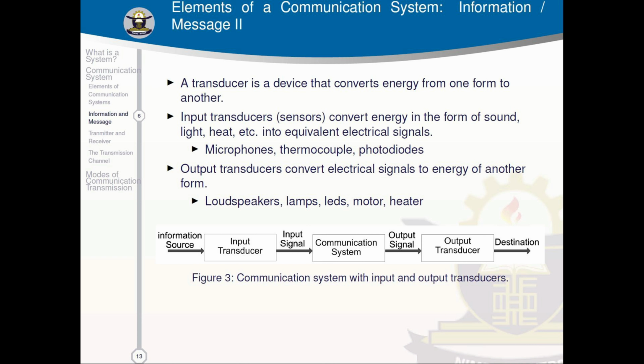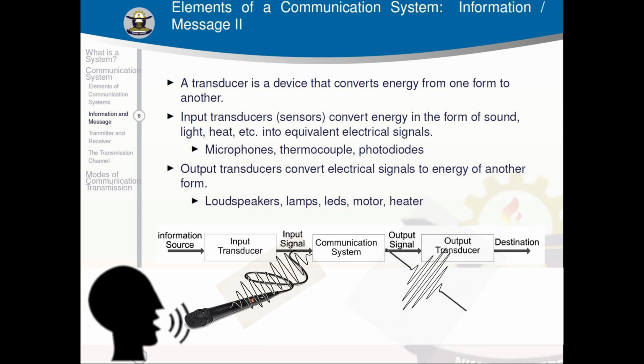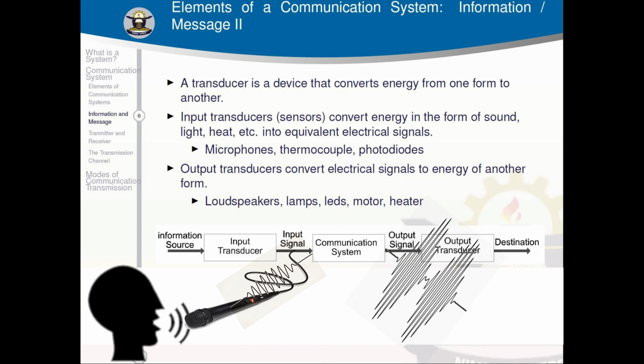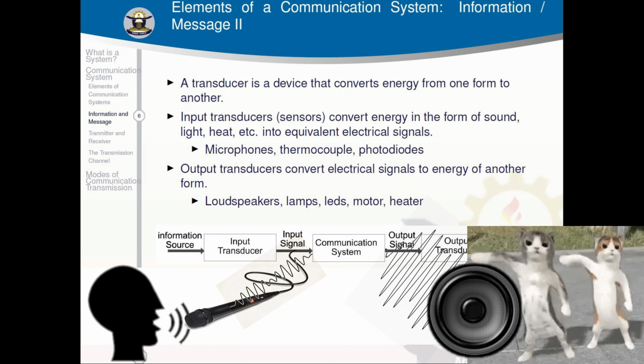Figure 3 shows the communication system and where the input and output transducers will be situated within it. So we have the source of information, audible source of information. Then a microphone can be used to convert that into an electrical form that becomes the input signal to the communication system. And when the communication system has performed its duties on this signal, that signal becomes an output electrical signal. And that output signal is then passed through a loudspeaker, which is an output transducer, to produce the sound that we can appreciate with our ears.